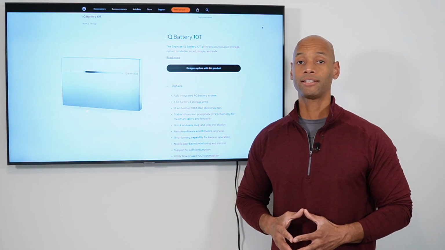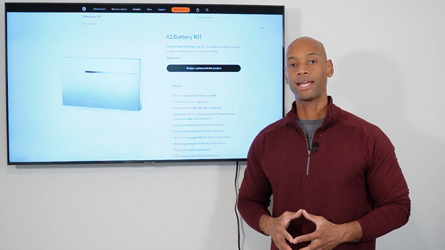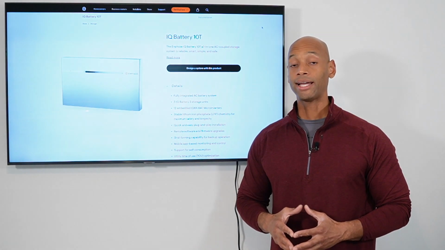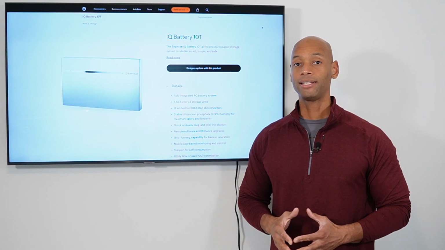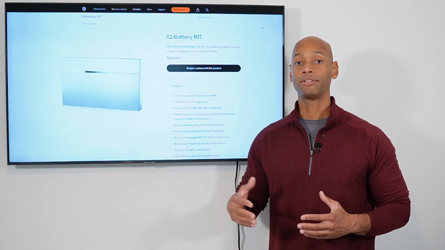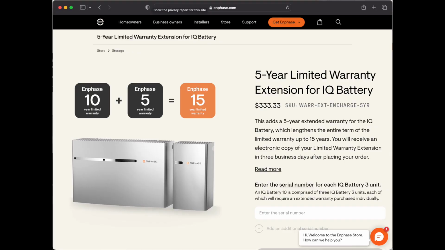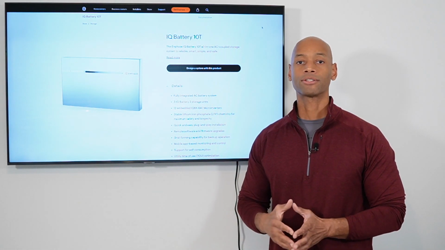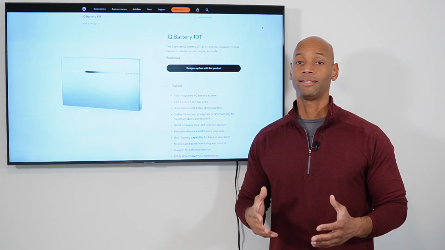Now, the other thing that Enphase has chosen to expand upon is the warranty. The original Encharge 10 battery had a 10-year, 4,000-cycle warranty. And that's actually the same as what the IQ Battery 10 comes with standard. However, Enphase now offers an option to extend the warranty for up to 15 years and 6,000 cycles. And the cost is only an extra $1,000 per battery, or per IQ Battery 10. So if you're doing a whole house backup, maybe using three of these batteries, for $3,000, you can extend your warranty term by 50%.